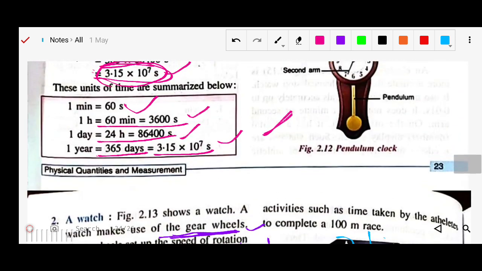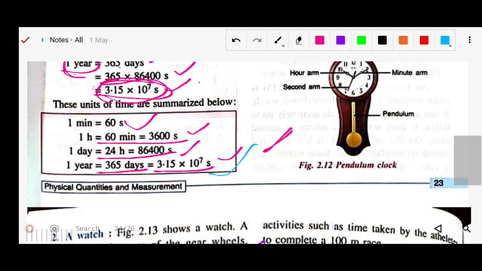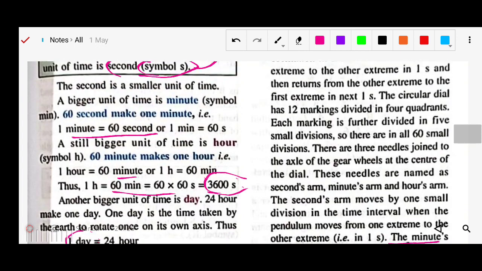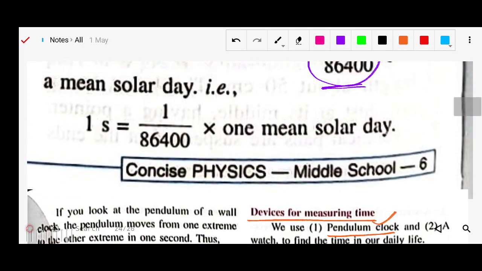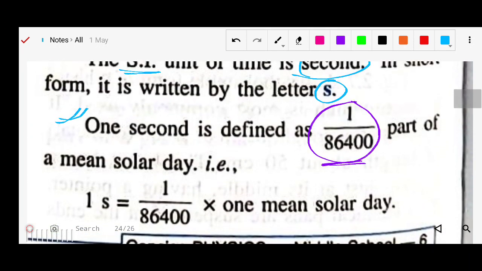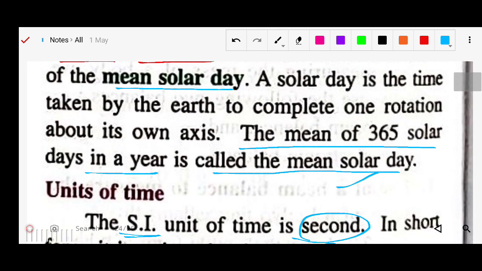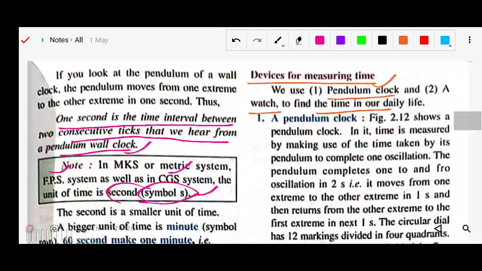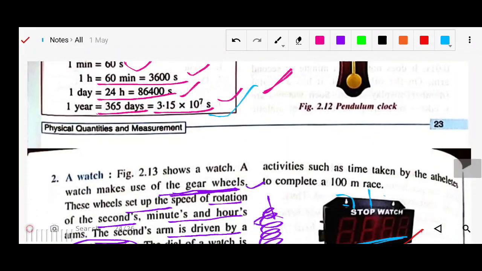Your homework is to write down these units and learn their values, and what is the definition of time, what is the definition of 1 second. These things you have to write down in your copy and learn.